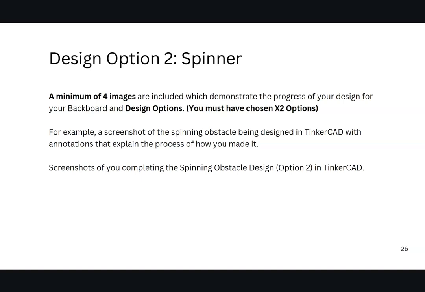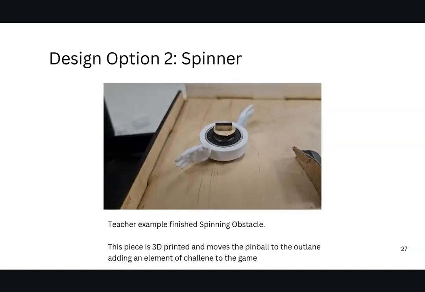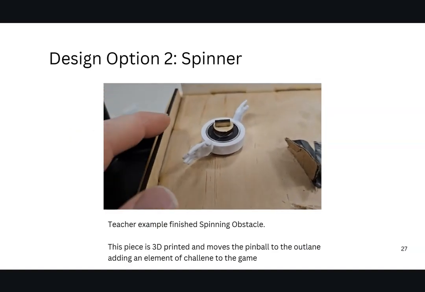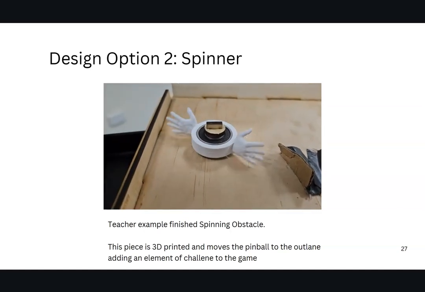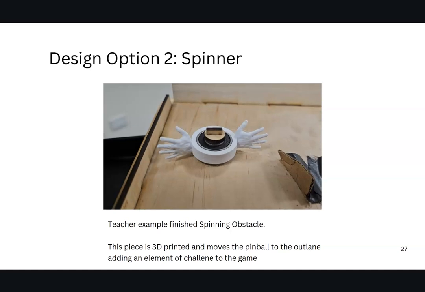The spinner, this thing is designed to make the game more challenging, as mentioned previously. It'll be 3D printed. Most people in 8A are making spinners, so your drawings should look like different versions of this thing. Little circle with 2 paddles on the side that move the ball.